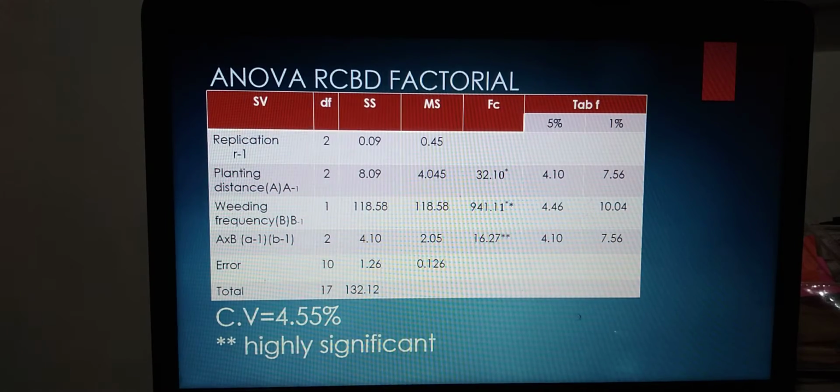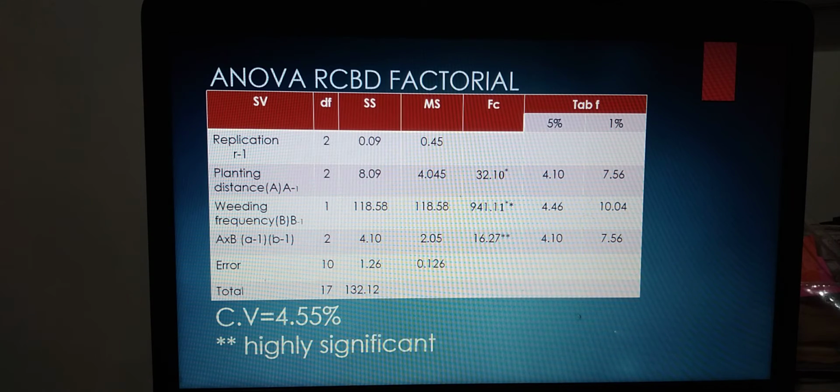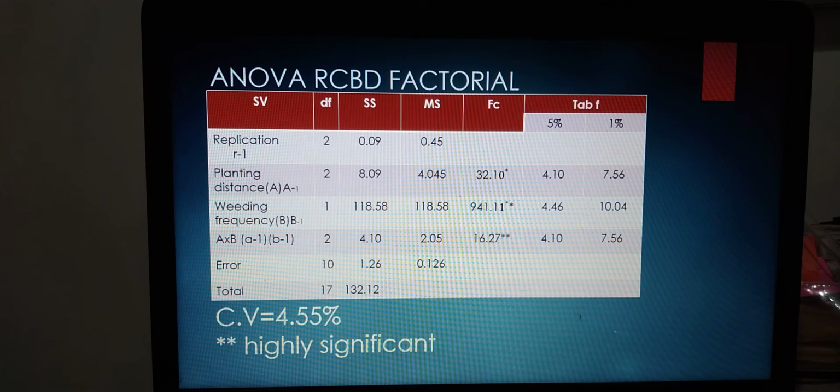Weeding frequency: 118.58, 118.58, then 941.11, which is highly significant from our FC.